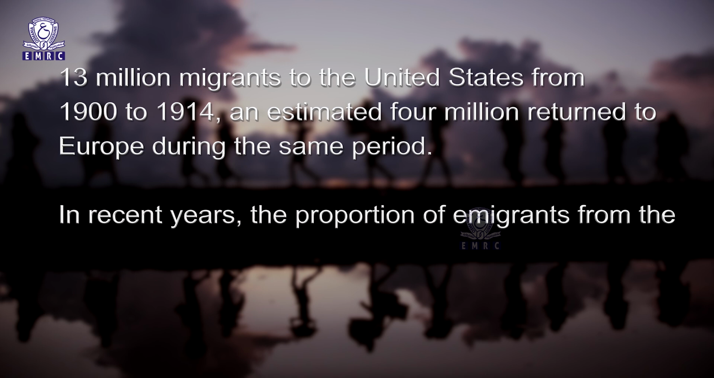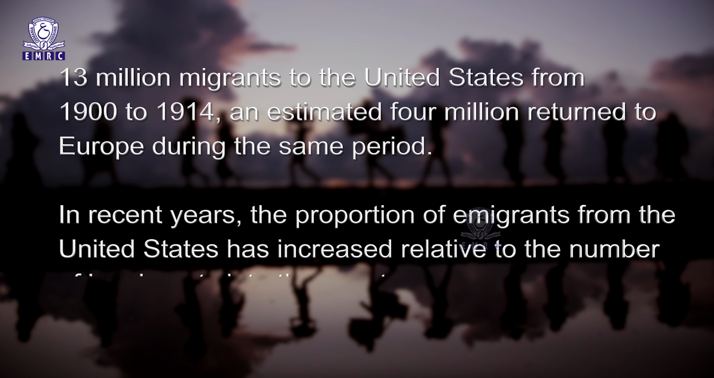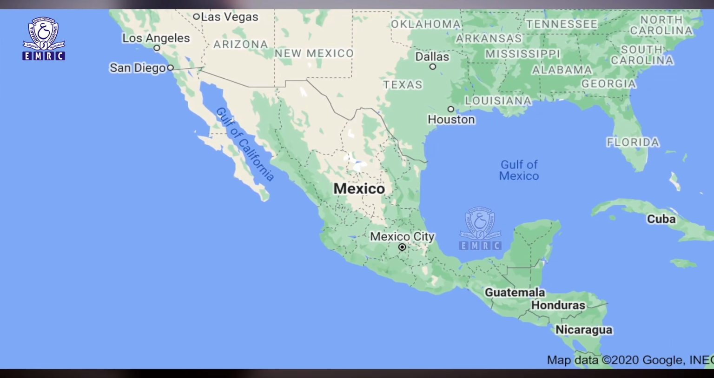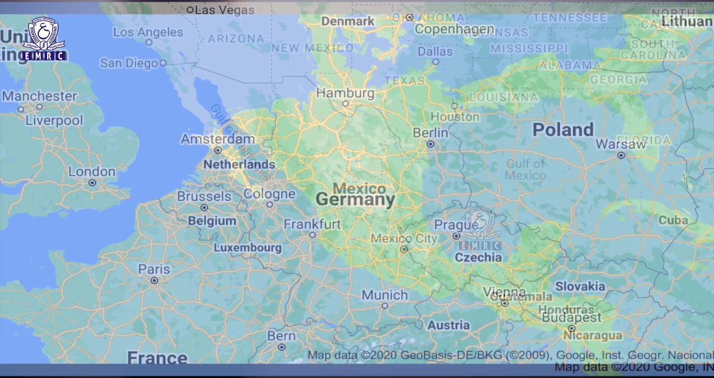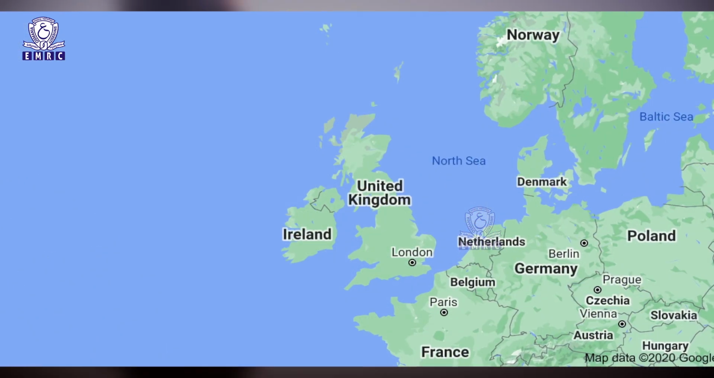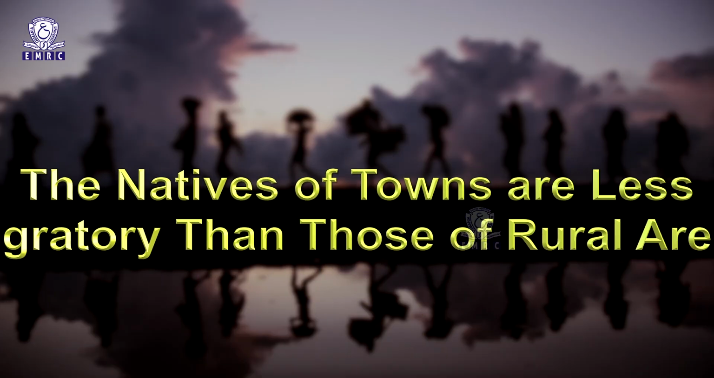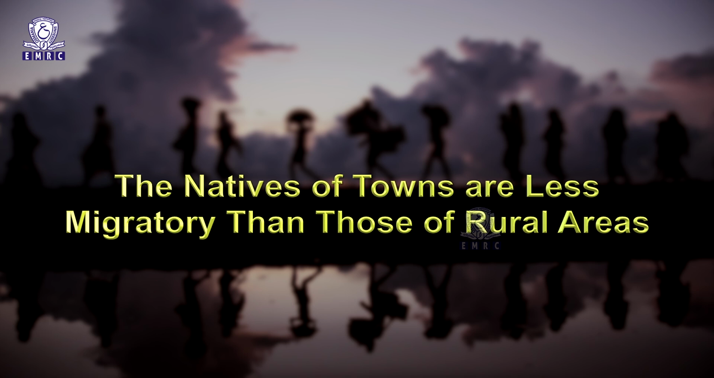In recent years, the proportion of emigrants from the United States has increased relative to the number of immigrants into the country, with the largest numbers returning to Mexico, Germany, Canada and the United Kingdom. Coming to the next law, the natives of towns are less migratory than those of rural areas.